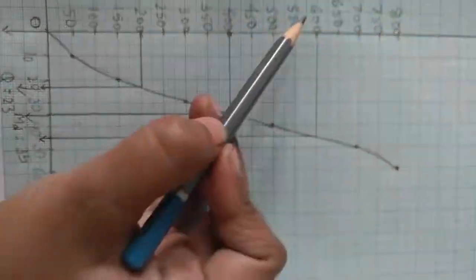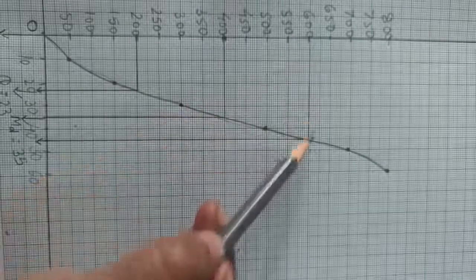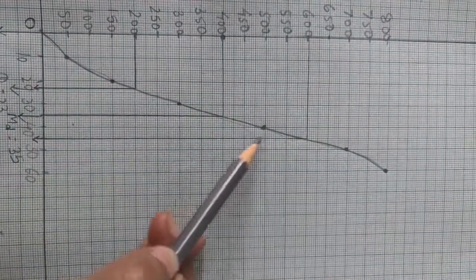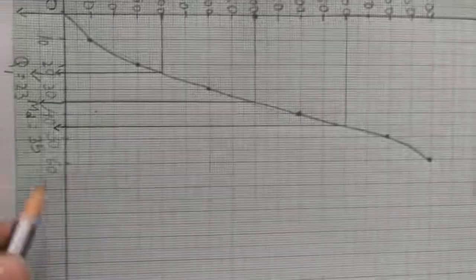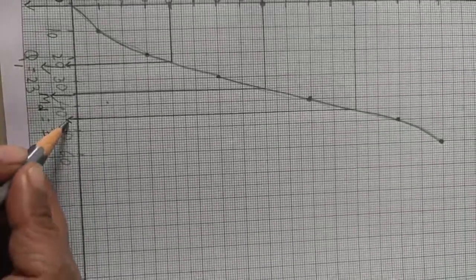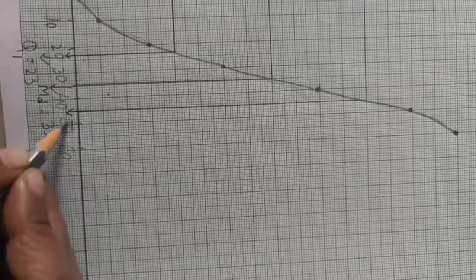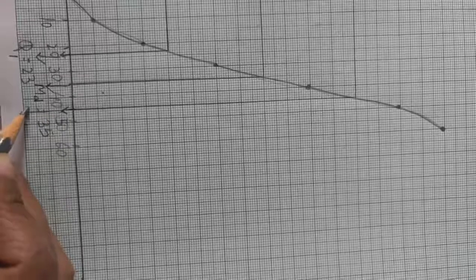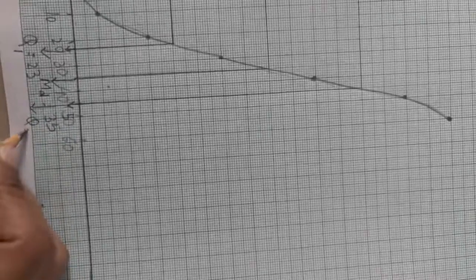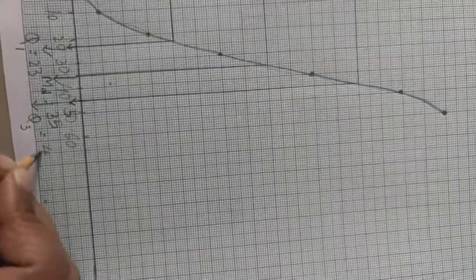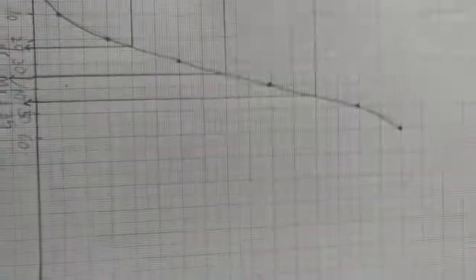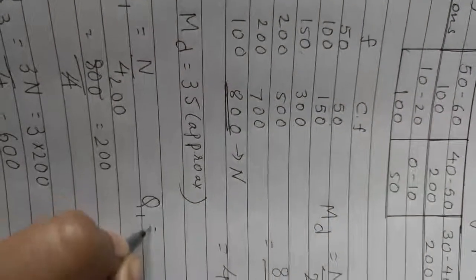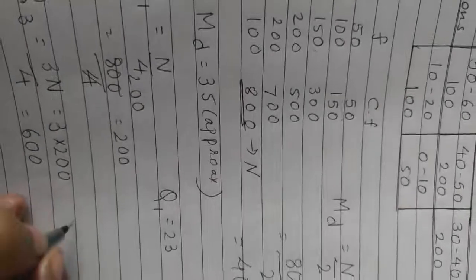And 600 I have taken here, which is Q3 value. So by joining it horizontally and then vertically, here straight line must be there. It is exactly between 40 and 50. You can see this is 50. So this line where the arrow is marked, that is exactly 45 and this is Q3 value. So Q3 is 45. So now after finding the values, let me write it on the right hand side of the page here. So Q1 value is 23 approx and Q3 value is 45 approx.